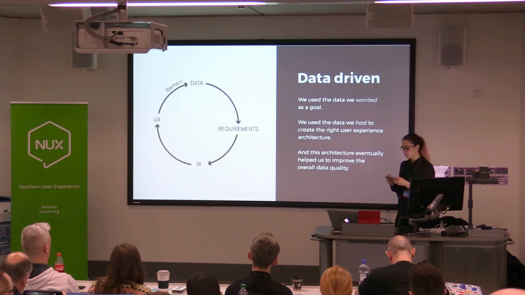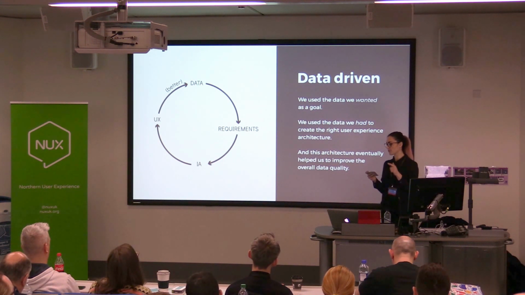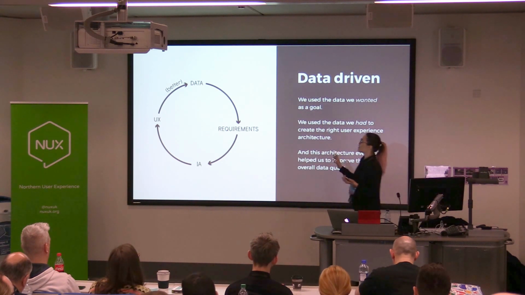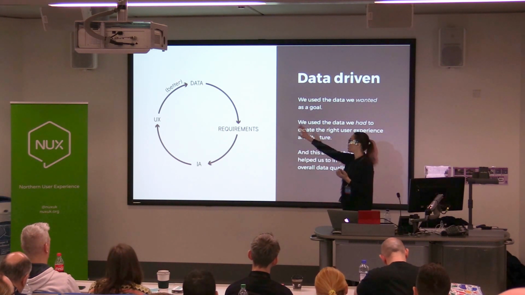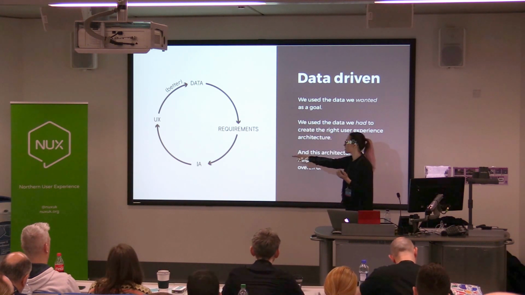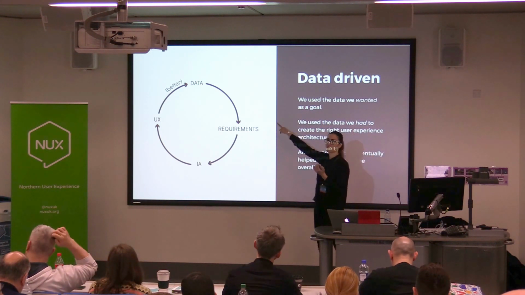We used the data we wanted as a goal. We used the data we had to create the right user experience architecture, and this user experience architecture eventually helped us to improve the overall quality of the data. What I really enjoyed here is that it's a loop basically. We had some data at the beginning, we had some requirements, it helped us working on the information architecture. With this we created the user experience architecture and we could get better data.